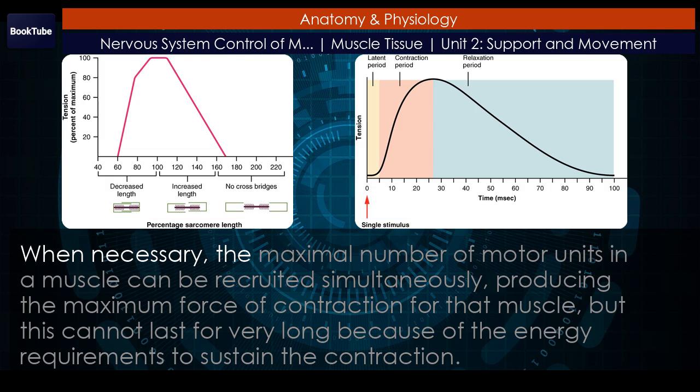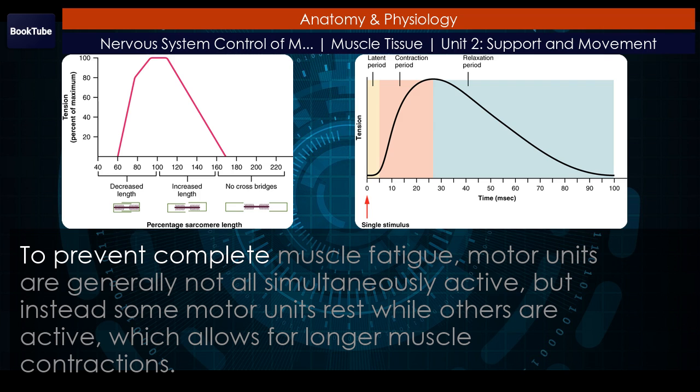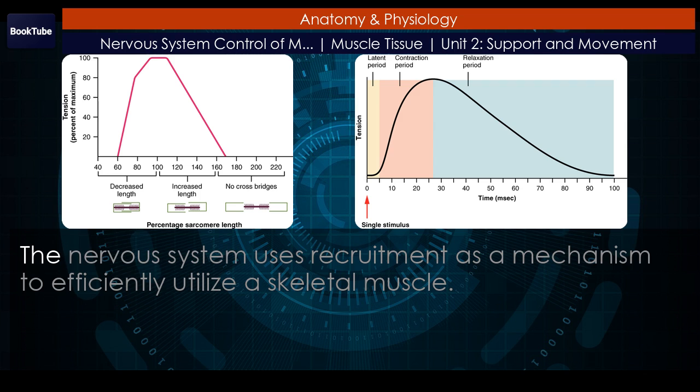When necessary, the maximal number of motor units in a muscle can be recruited simultaneously, producing the maximum force of contraction for that muscle. But this cannot last for very long because of the energy requirements to sustain the contraction. To prevent complete muscle fatigue, motor units are generally not all simultaneously active, but instead some motor units rest while others are active, which allows for longer muscle contractions. The nervous system uses recruitment as a mechanism to efficiently utilize a skeletal muscle.